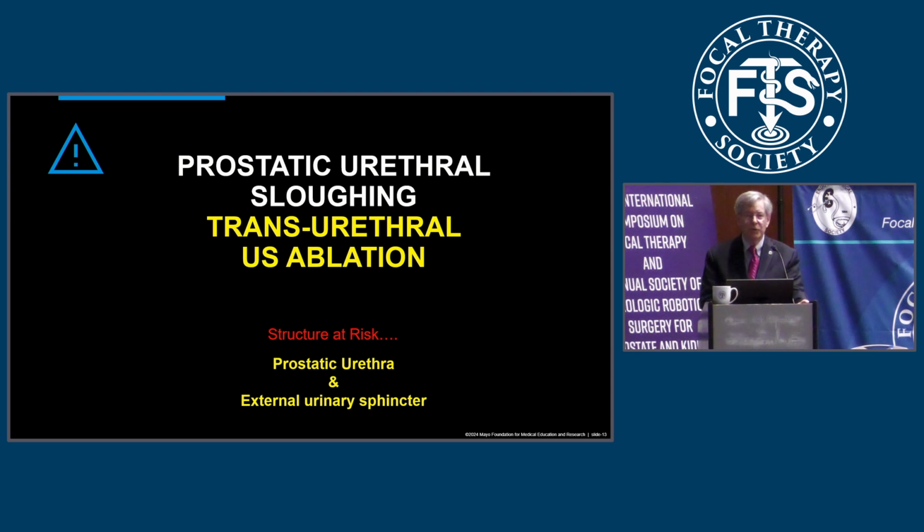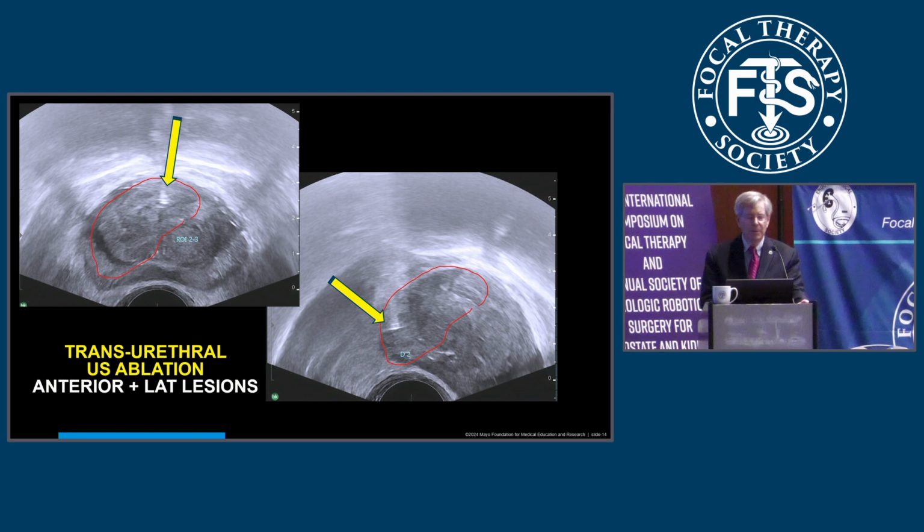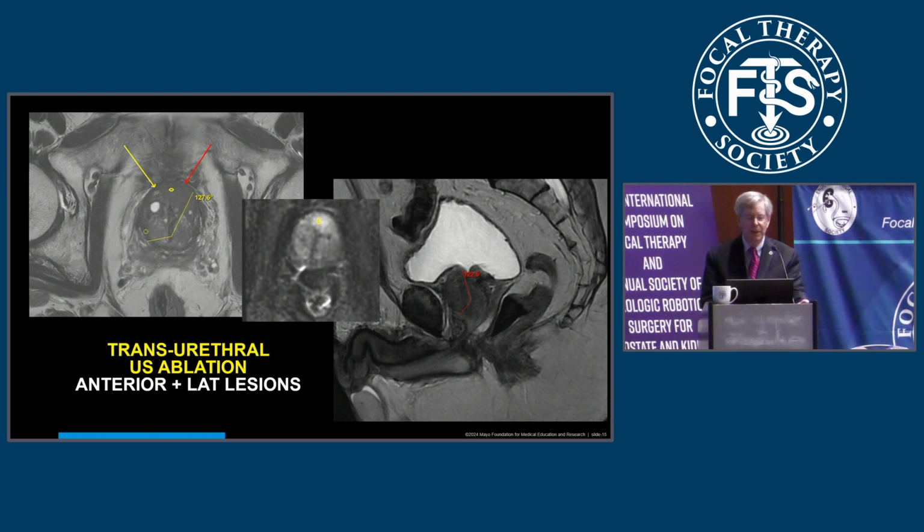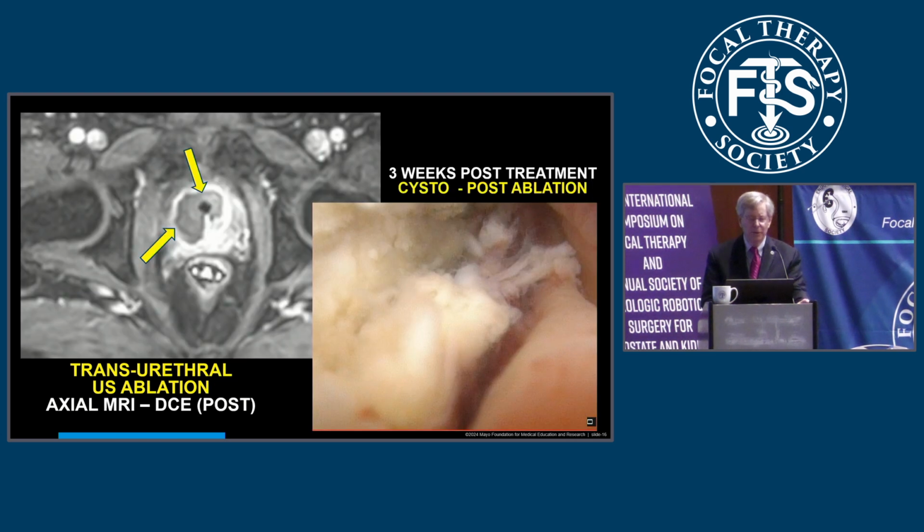We can also see the same sort of thing with transurethral ultrasound ablation. This is the planning: two cores that had a clinically significant prostate cancer in the anterior and right side of the prostate. This was the sort of planning we went through with the axial, the DCE images, and a sagittal image. And you can see on this next slide the immediate post-gad defect that we saw encompassing that.